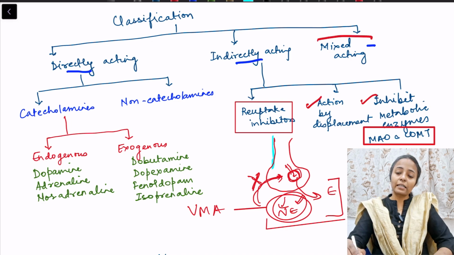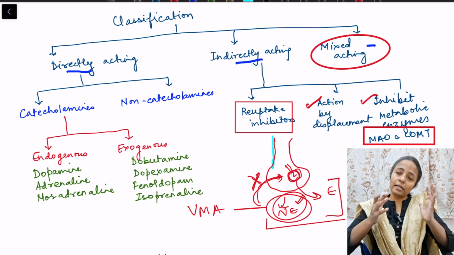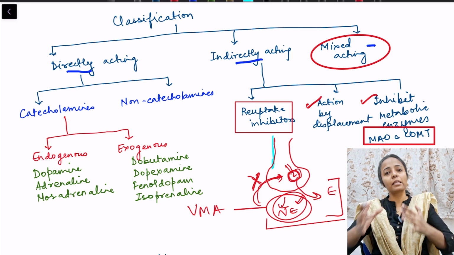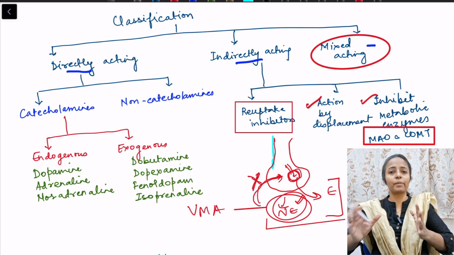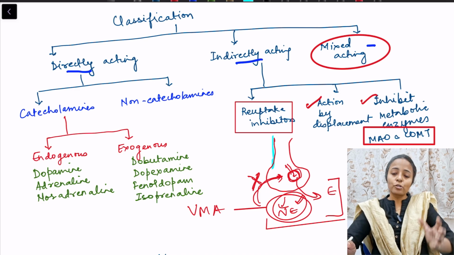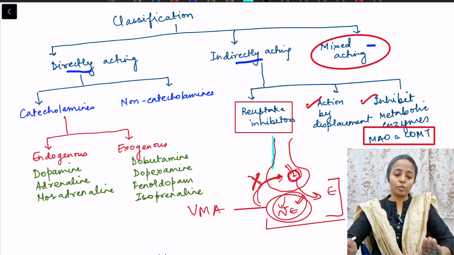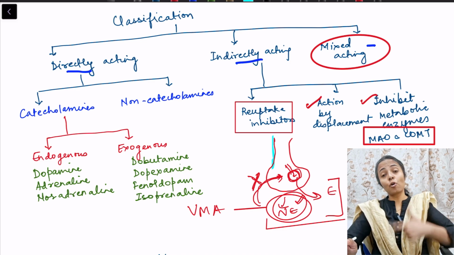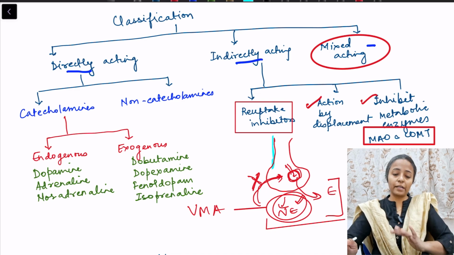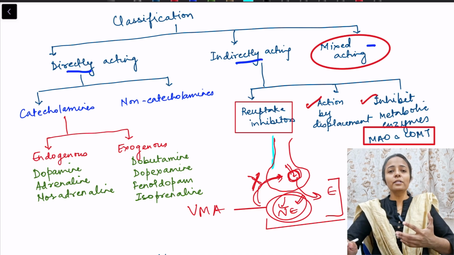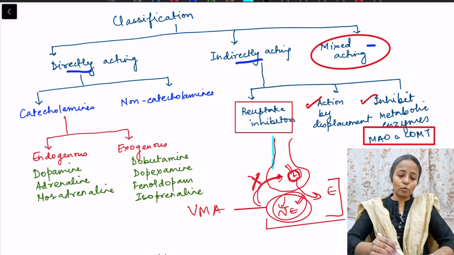Then there are mixed acting drugs which act by both, that is they can directly stimulate the receptors also, and they can also increase the release of norepinephrine, maintaining its concentration. So let us see one by one what are the drugs in this, and then we will talk about each drug individually. So in directly acting drugs, we have catecholamines and non-catecholamines. Catecholamines are further divided into endogenous and exogenous. Endogenous means which are released in the body. So these include dopamine, adrenaline and noradrenaline.